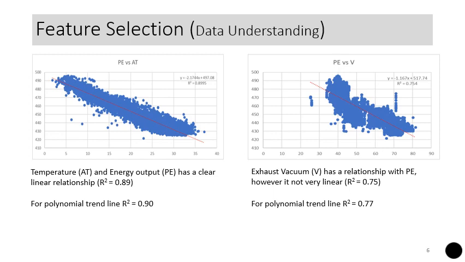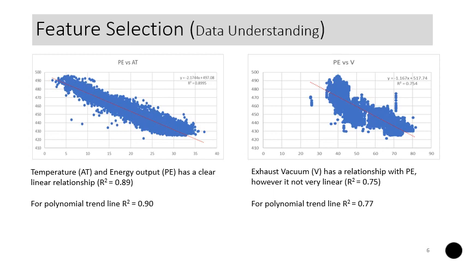The second plot depicts the relationship between energy output and exhaust vacuum. It is visually clear that it has a linear relationship and is justified by a statistical value of R square, which is 0.75. However, this is not as high as our first plot.